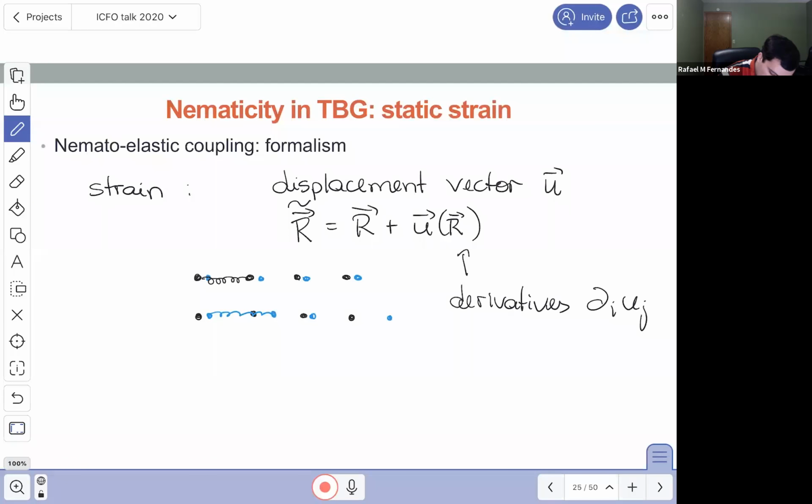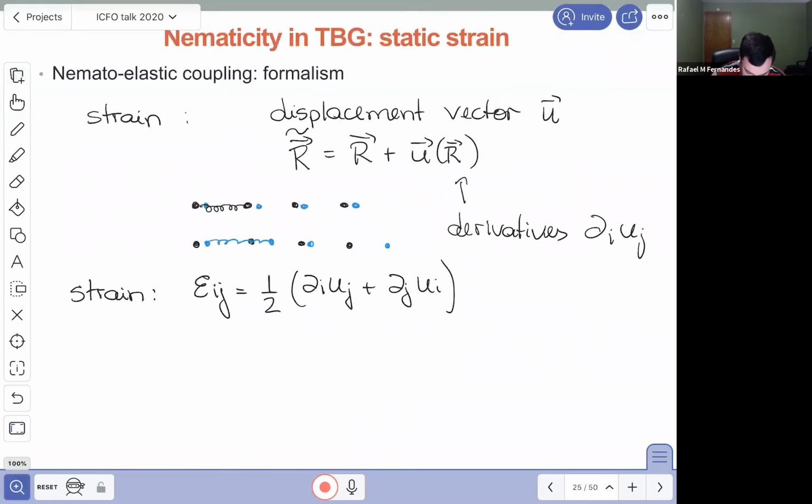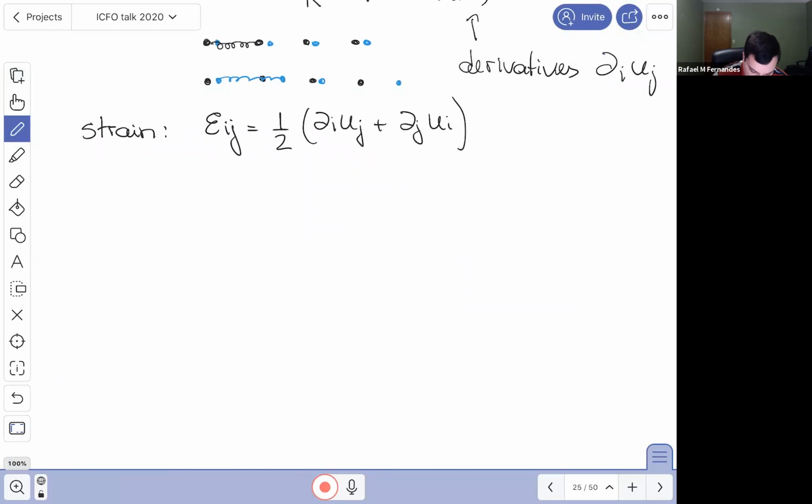And strain, the strain is a tensor, a rank-two tensor, okay, which is the symmetric combination of these derivatives. So it's d_i u_j plus d_j u_i, okay? So this is how I define strain, all right? Now, generically, if I have a sample, let's say it's in the shape of a square, it doesn't need to be, I have three different ways that I can strain it, right? I have epsilon xx, which is when I strain along x.